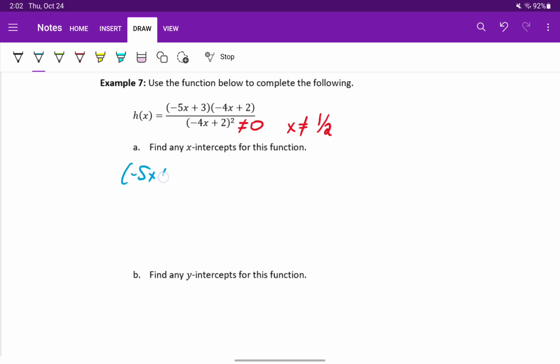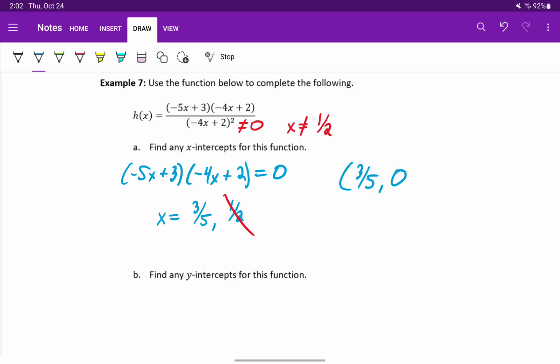We'll take our numerator, set it equal to 0, and just look out for the possibility that we end up with x equals 1/2 as a result. Setting those two factors in the numerator each equal to 0 gives us two solutions, x equals 3/5 and x equals 1/2. Like we just stated, x equals 1/2 is a restricted value, it's outside the domain. So even though we come up with two values, we only have a single x-intercept of (3/5, 0).